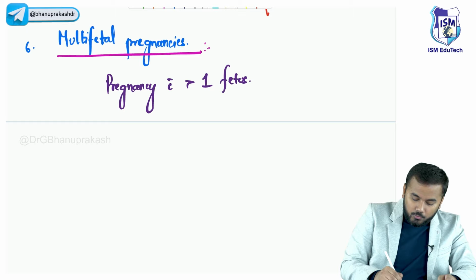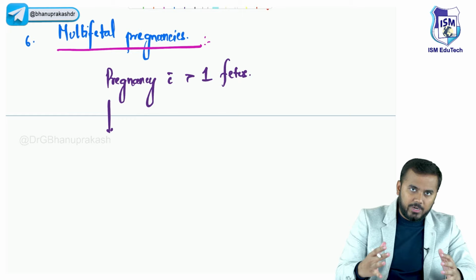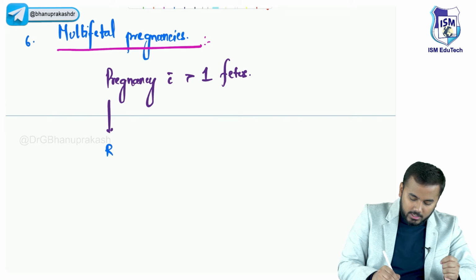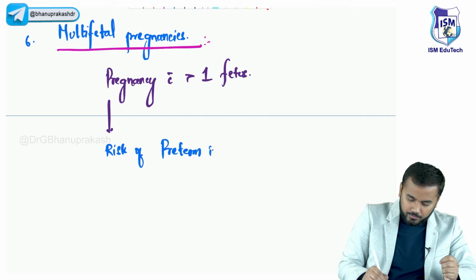So what will happen is that such a pregnant woman has a higher risk of giving birth to a premature infant. So the risk of a preterm or premature infant is more.